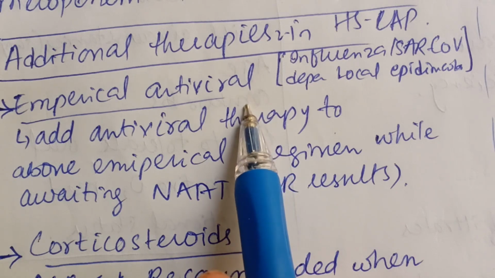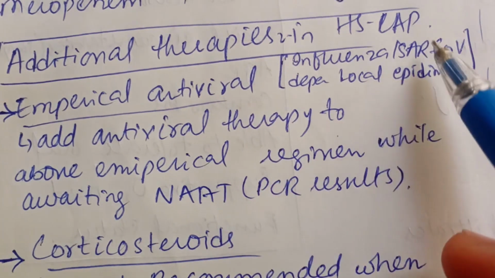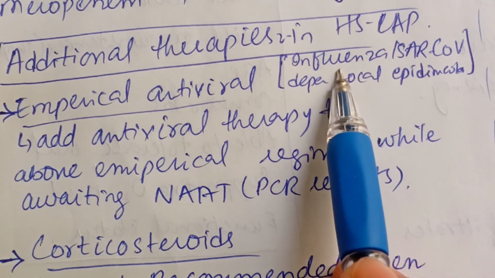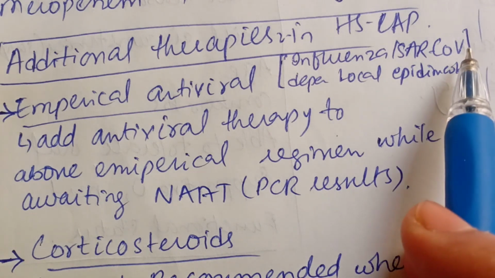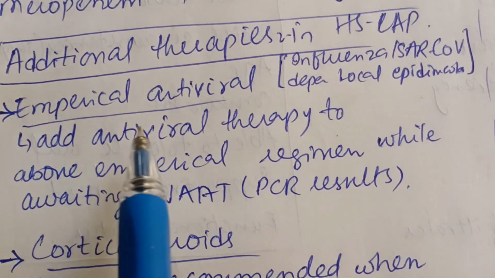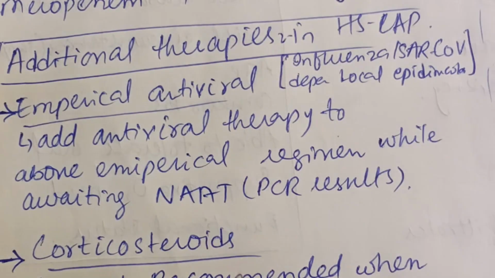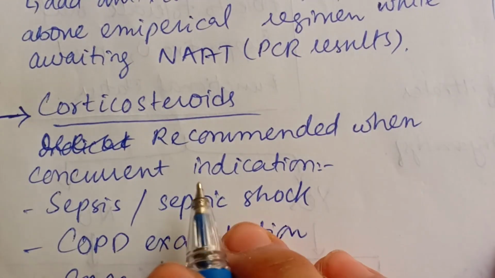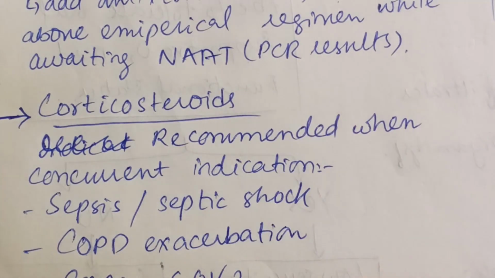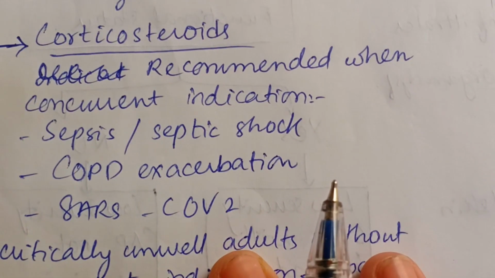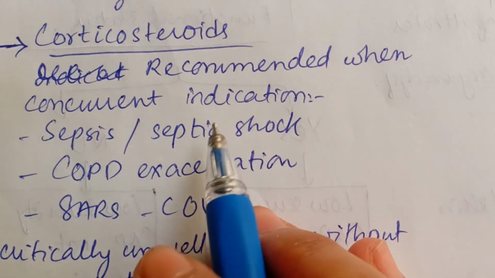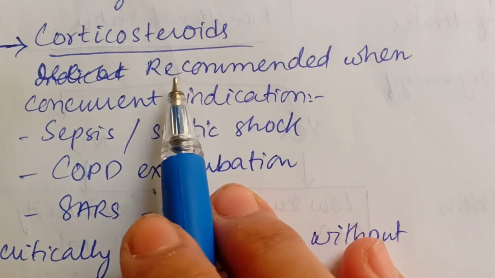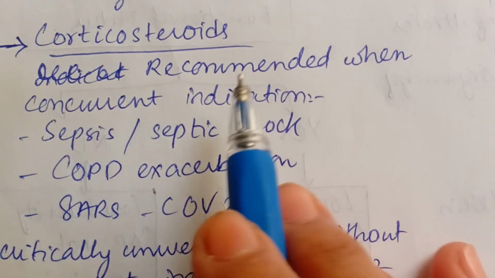If we are suspecting a viral organism, according to the local epidemiology, such as influenza or SARS-CoV-2, we are going to add empirical antiviral therapy to the above empirical antibacterial therapy while awaiting the NAT and PCR results. Then we have corticosteroids. Corticosteroids are not recommended in every case of high severity community acquired pneumonia. They are recommended when there is a concurrent indication.